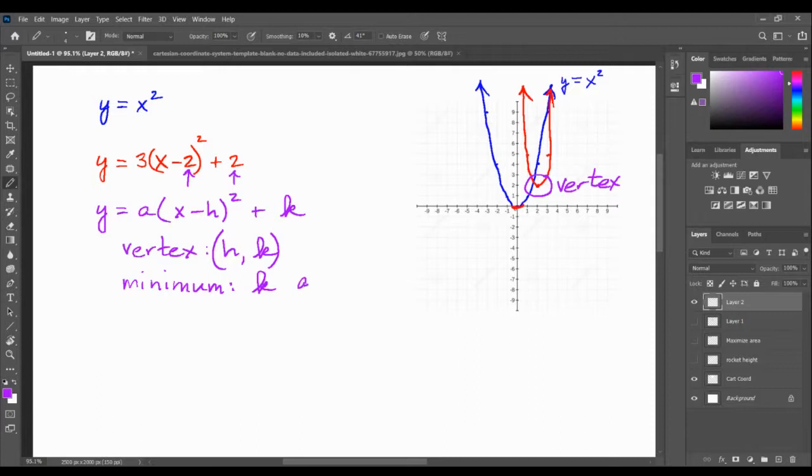And sometimes they'll say at x equals h. Sometimes they'll ask for the ordered pair, so watch that blue text. But that is the minimum value for all of these.